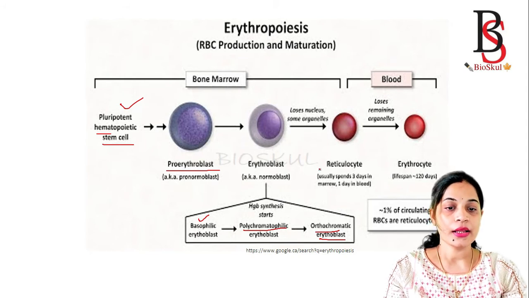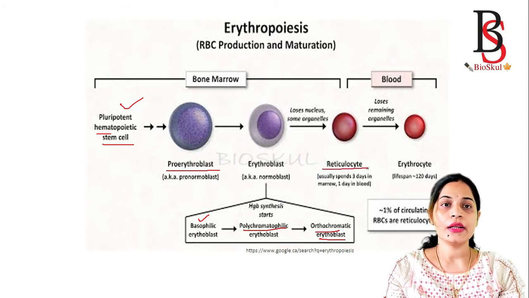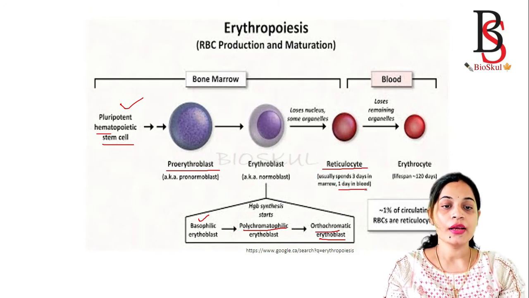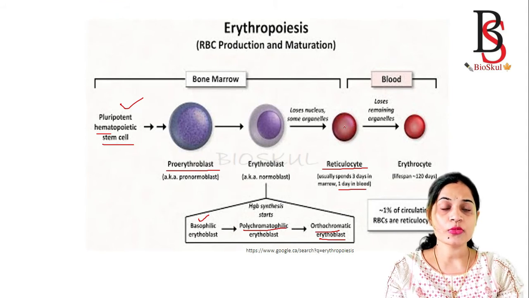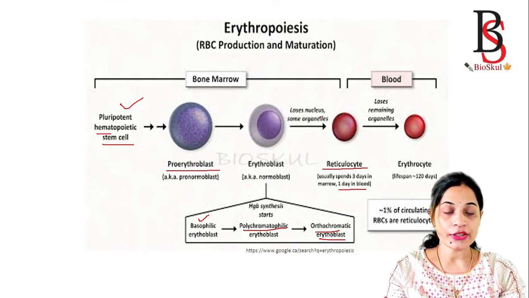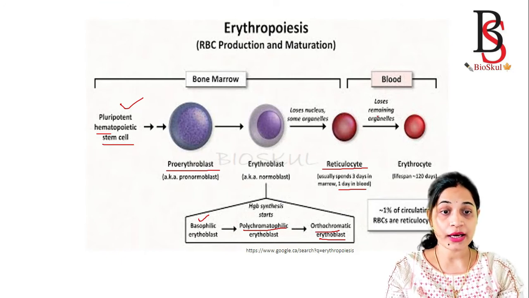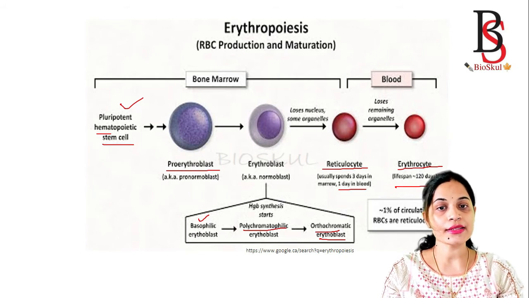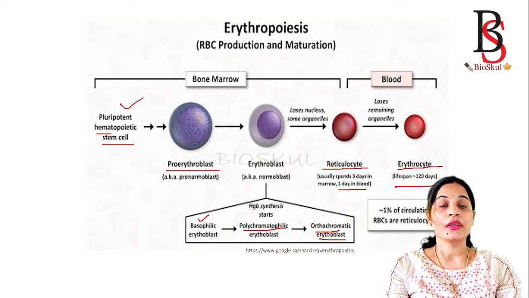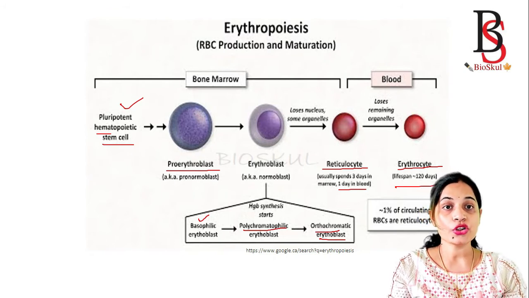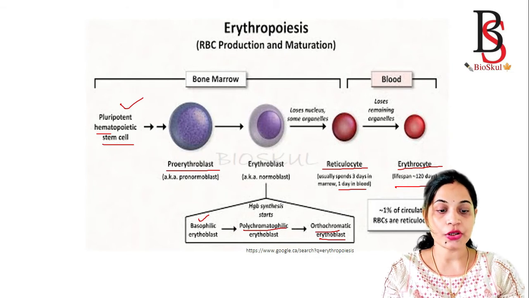The next step is the reticulocyte. The reticulocyte usually spends 3 days in the bone marrow and 1 day in the blood. It is concave in shape, but a small amount of ribosomes are still present. Then when it becomes mature, all the ribosomes are also degraded and it becomes the erythrocyte. The erythrocyte has a lifespan of 120 days. I'm sure that now you have a clear idea about erythropoiesis, the production and maturation of the RBC.